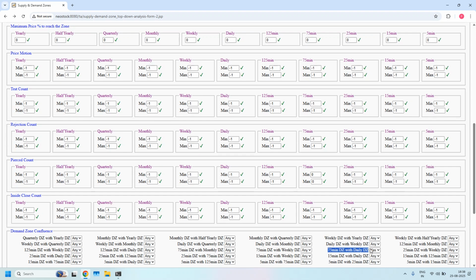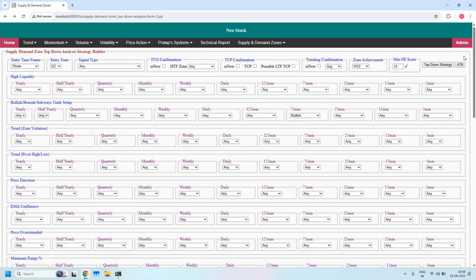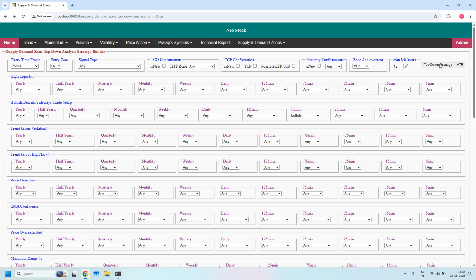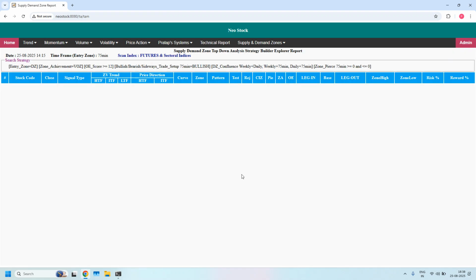First filter is already enabled, 75 and daily. Next, 75 minutes and weekly, daily and weekly demand zone confluence with all the 3 filters. We don't have any stocks. Okay, let me check, no mistakes are there. No stocks, okay.